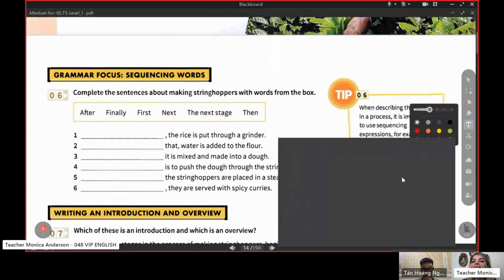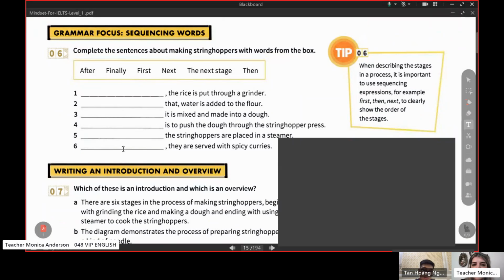As you know, we need some sequencing expressions, sequencing words to put our sentences, our steps, our stages in order. First, second, finally. Okay, so they are sequencing words. As you can see, we have after, finally, first, next, the next stage, then, and of course a lot of others that I will tell you. For example, instead of and, what can you use? Okay, let's check this one. 1, 2, 6, and try to use these sequencing words in the correct order, in the correct place.